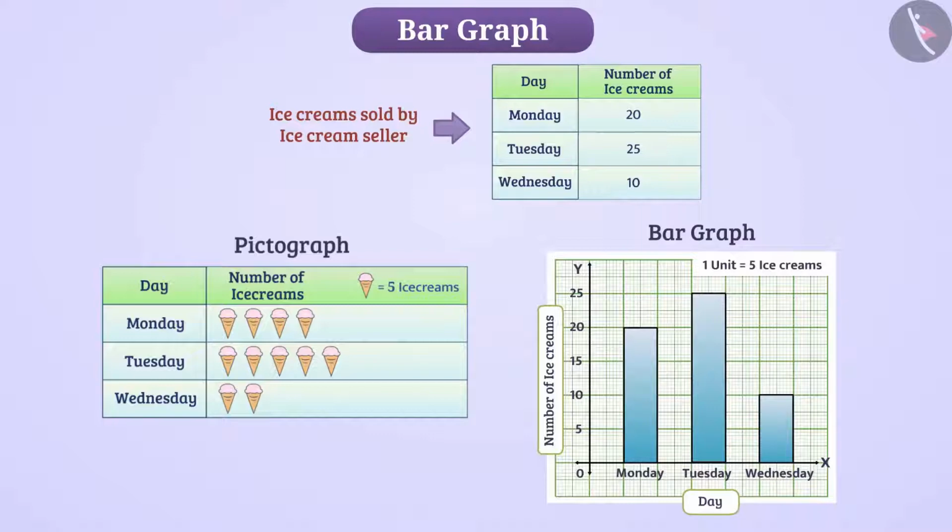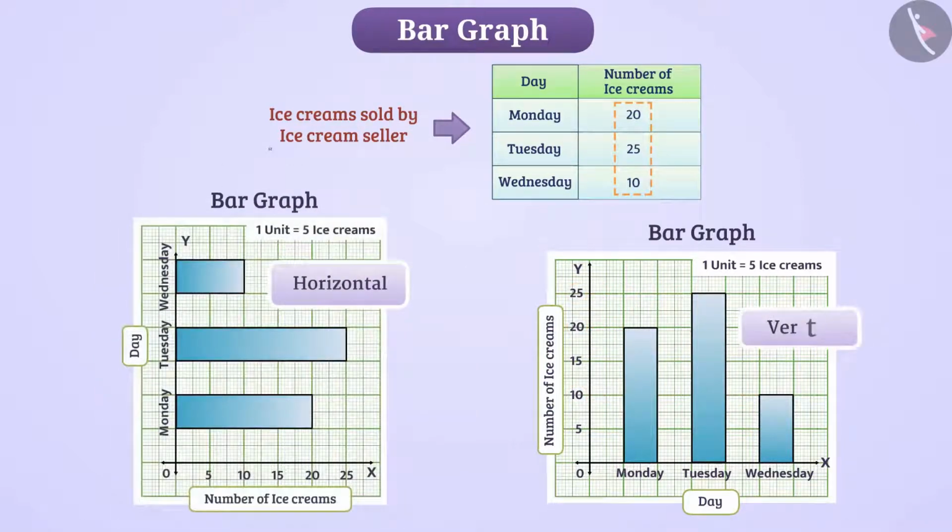Bar graphs are a way of representing numerical data in a pictorial form by creating bars of equal width at equal distances. The length of each bar in the bar graph displays the given number. We can draw the bar graph either horizontally or vertically.